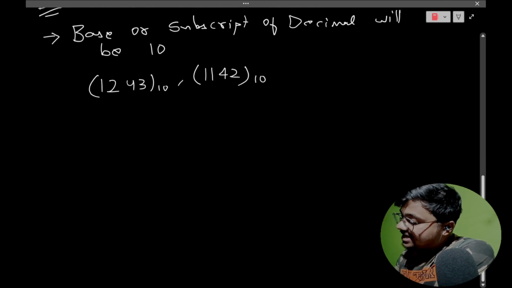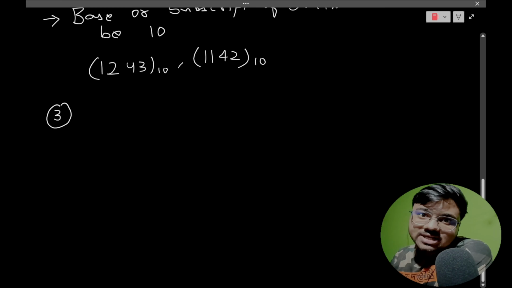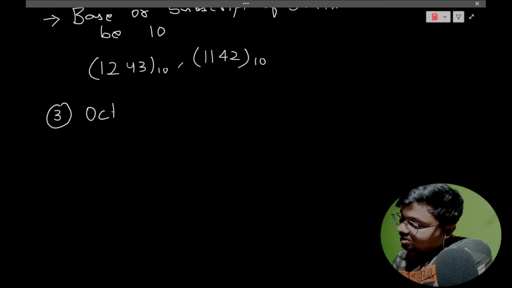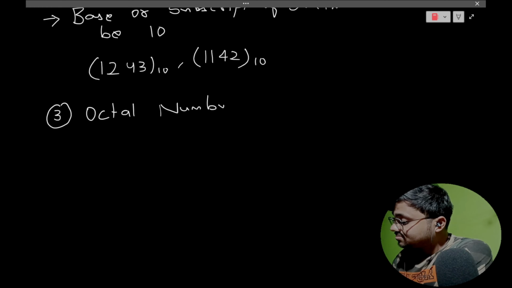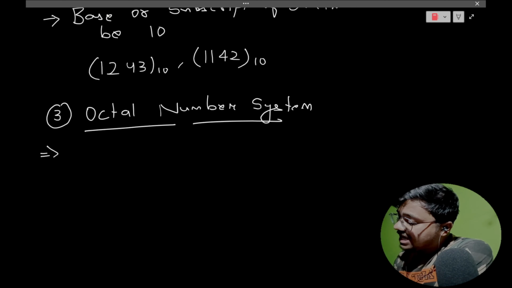Now let us talk about another important number system, that is octal number system. What is this octal? It's a very important one. You need to remember this octal number system. This is the easiest way that we can learn any type of number system.